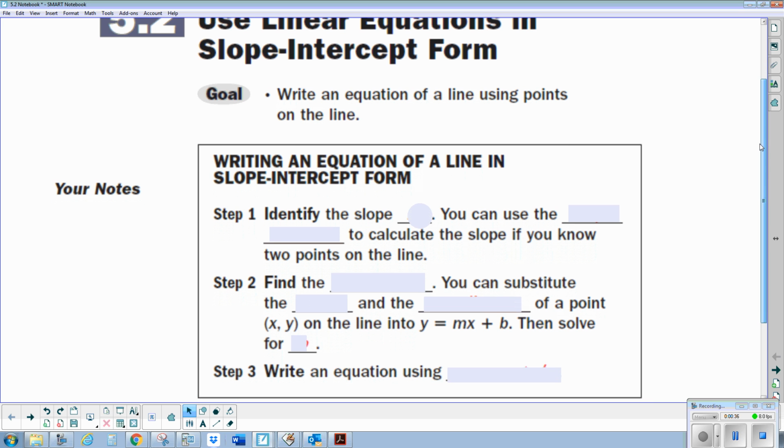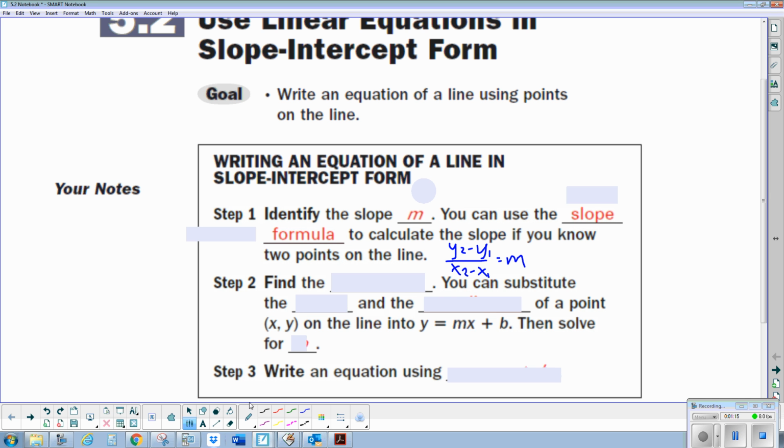So we're going to do this in 3 steps. The first step is to identify the slope. Remember that we use the variable m to identify slope. And if we don't have a slope, if it's not given, then we can use the slope formula to calculate the slope if we know 2 points that are on the line. The slope formula is y2 minus y1 over x2 minus x1. That's equal to slope.